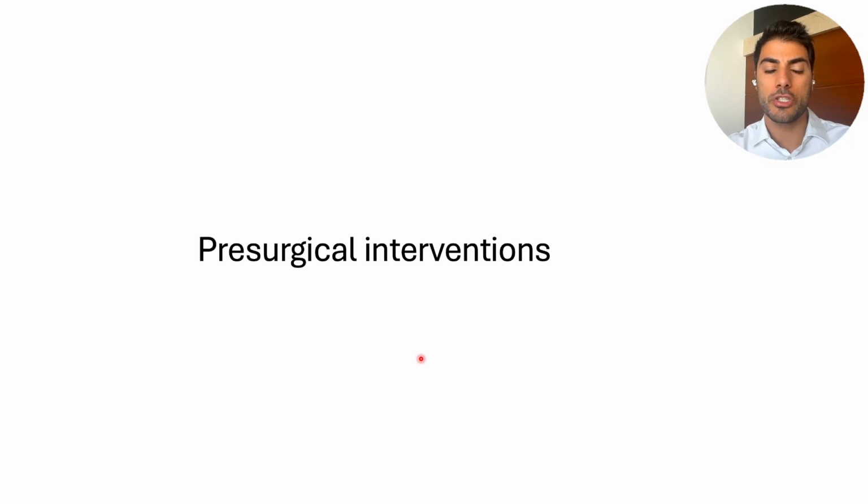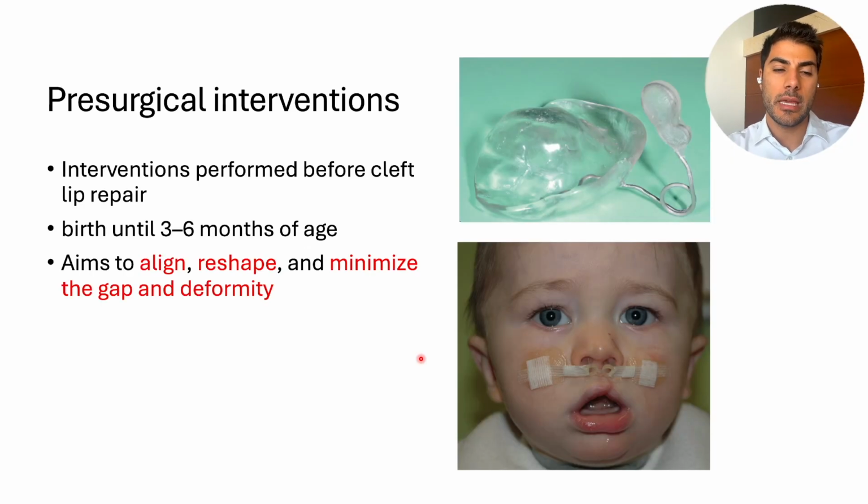Now let's shift to presurgical interventions. So basically, the goal of presurgical interventions is to minimize as much as possible the cleft lip. So it's to minimize the gap before going into surgery. So we use it from birth until 3 to 6 months of age. So this is the date when surgery will be applied. And it really aims to align, reshape, and minimize the gap and deformity before the intervention occurs.